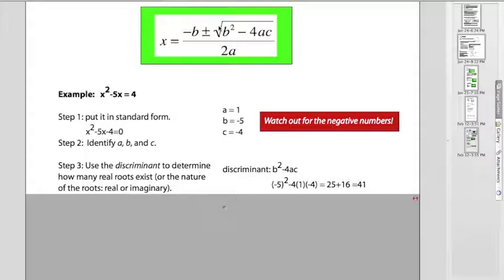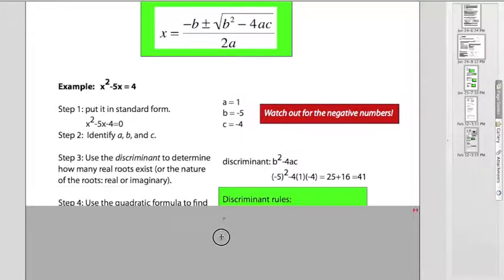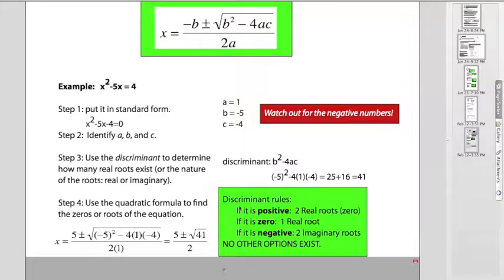And then the other side of it is what happens when my number underneath the radical is negative. Well, that means we're going to have an imaginary solution, or in fact, you'll have two solutions. So I've written down what we look for in the discriminant. Okay, so in this green box you see it, the discriminant is positive. You're going to have two real zeros, or two real roots. Zeros and roots mean exactly the same thing as far as you're concerned. So sometimes I'll say roots, sometimes I'll say zeros.